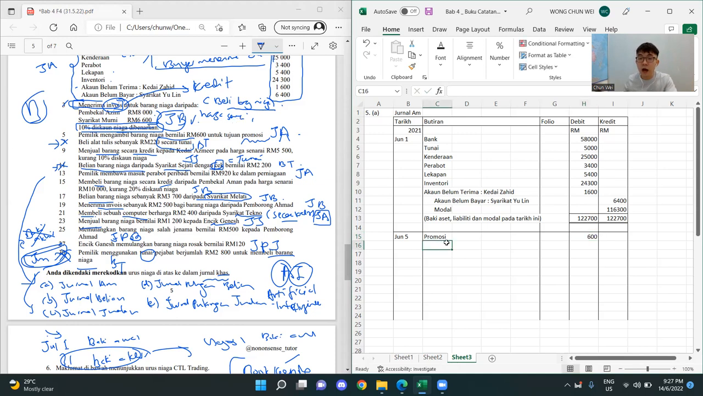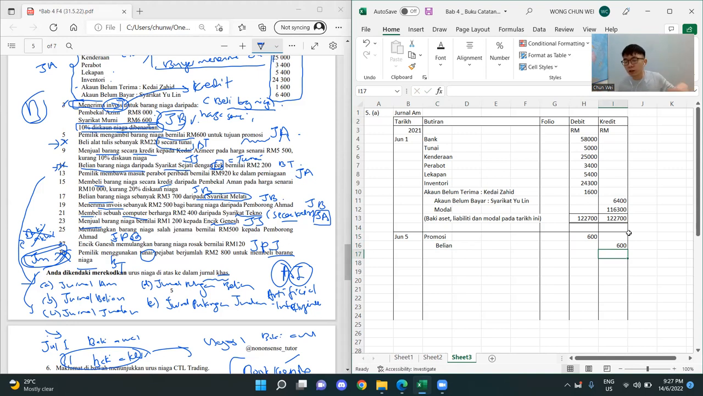So at the same time, out from where? Out from the barang niaga. But here, please take note, we don't credit inventory, we credit belian. This one, please highlight. This is very important. Because many students think, oh, this is from barang niaga, so we straight away credit inventory. No. Because when we come to this level, we are not in bab 2.